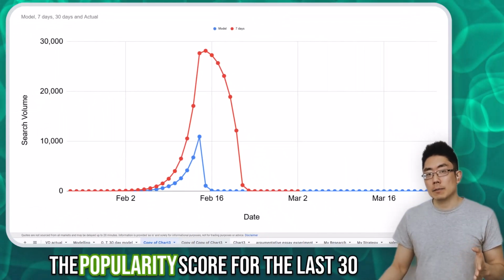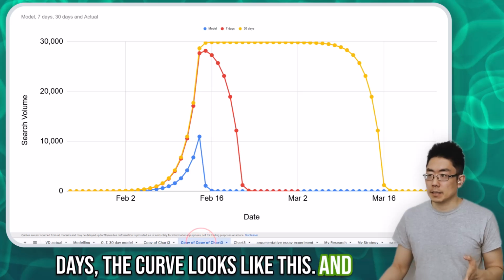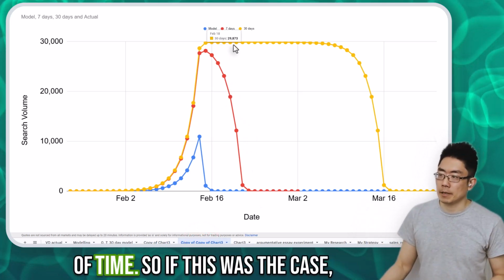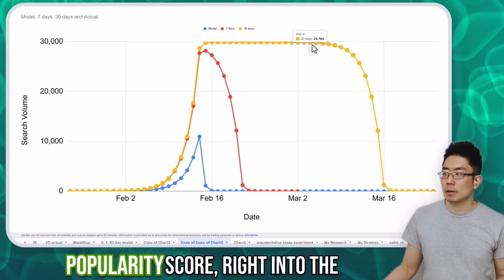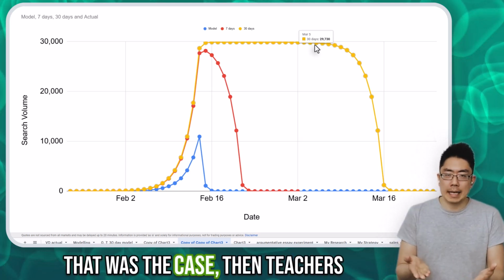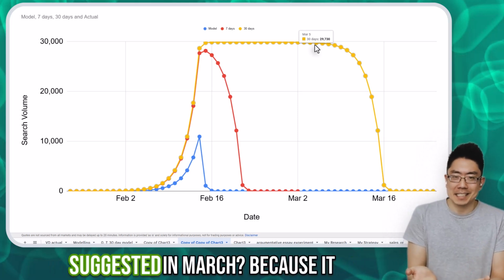Now, if we look at the popularity score for the last 30 days, the curve looks like this. And we can see that it really does plateau at the top for a long period of time. So if this was the case, Valentine's Day would have a huge popularity score right into the start of March. And of course, if that was the case, then teachers would complain and say, well, why is Valentine's Day still getting suggested in March?